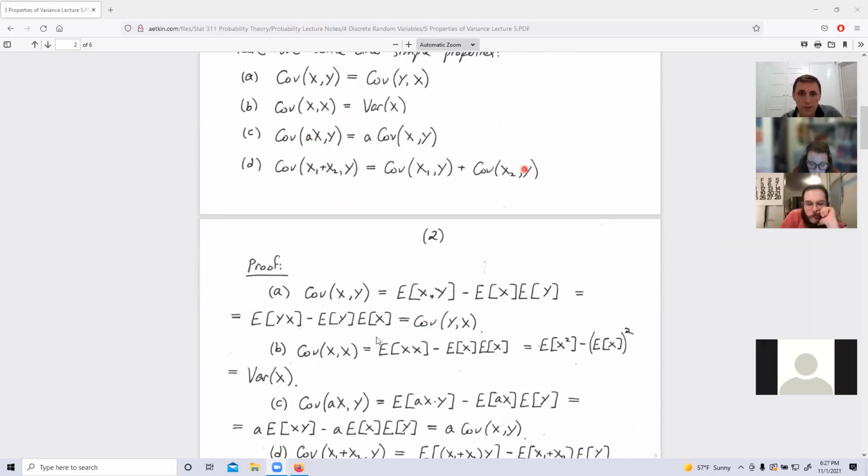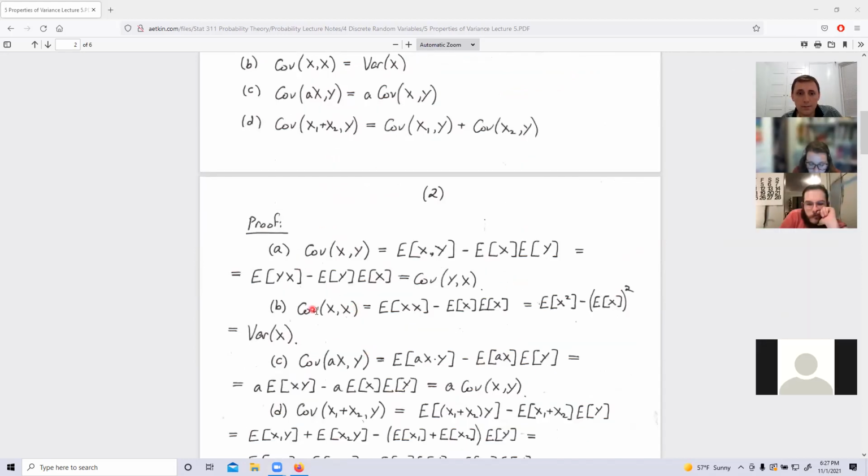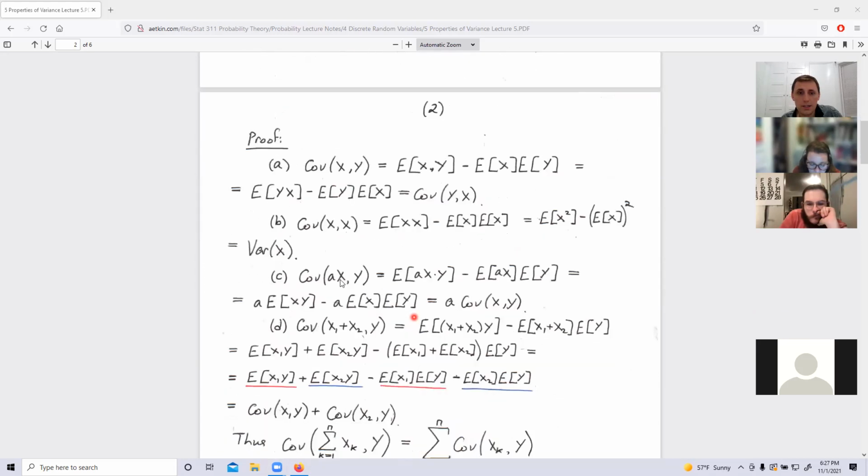So anyhow, A is obvious, B is obvious, C is pretty obvious because look at it. What's the covariance of AX with Y? It's the expected value of AX times Y minus the expected value of AX times the expected value of Y. Here I can factor out A by the scalar multiplicativity of expected value, and here I do the same. So you can see that I can move scalars out.